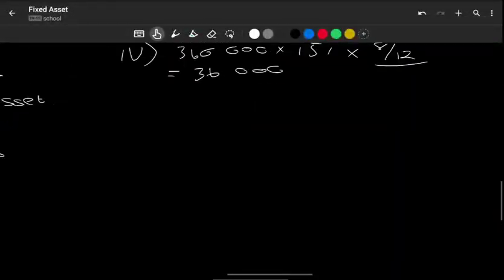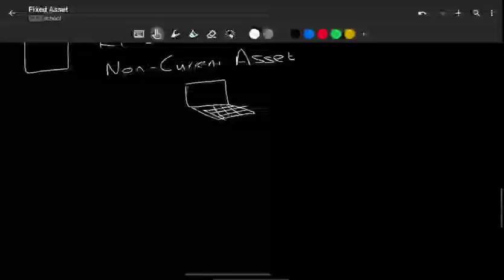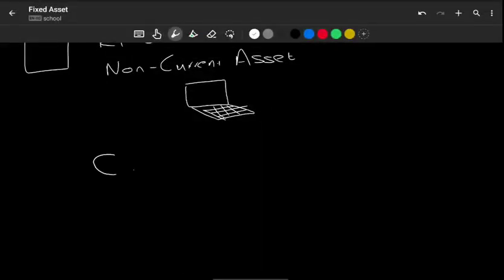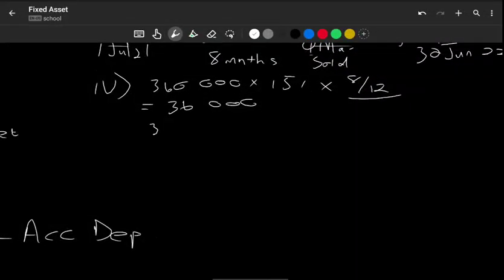We said to ourselves, oh, I removed it. We said to ourselves that carrying value is your cost minus all your accumulated depreciation up until the day you sell it, right? So same thing we're going to do here. We know our cost is 360,000. 360,000 minus what was our accumulated depreciation.